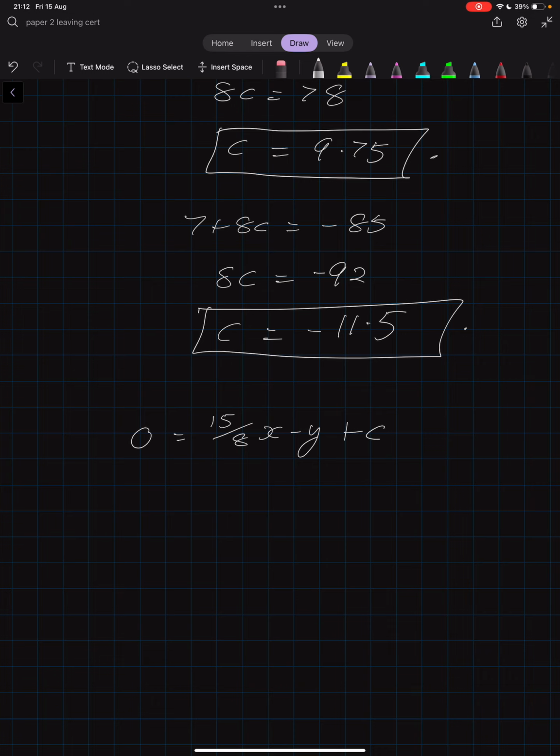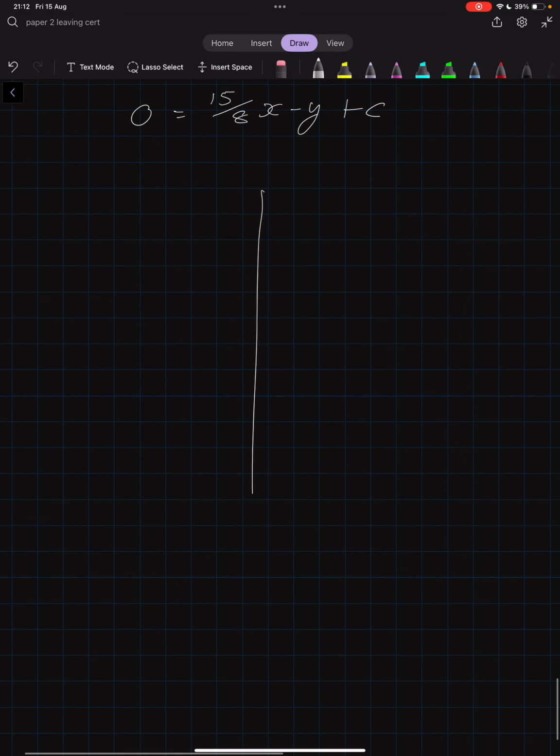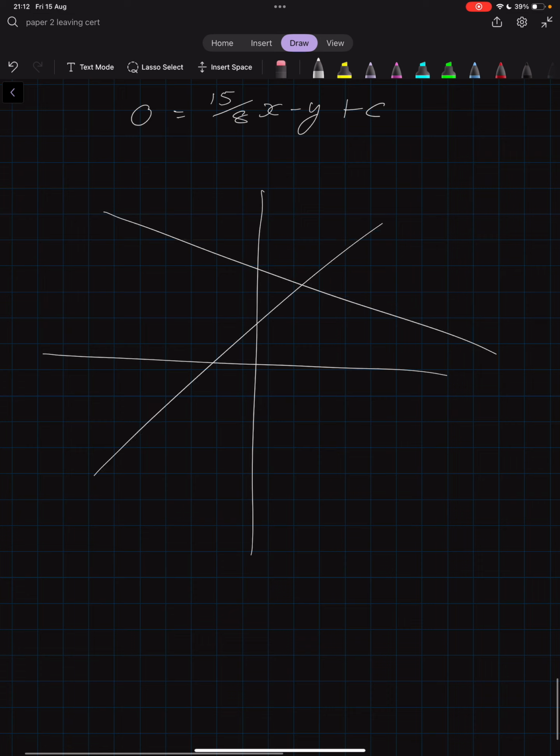Okay, the next one that I want to go over is basically just calculating the different angles between lines. So let's say we have two lines, one's like this, one's like that, and they want you to figure out what angle this is. Okay?